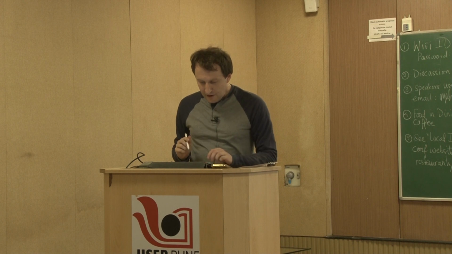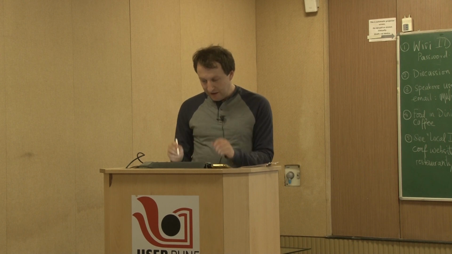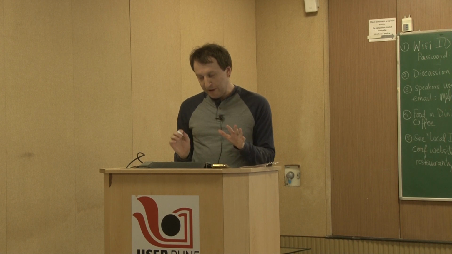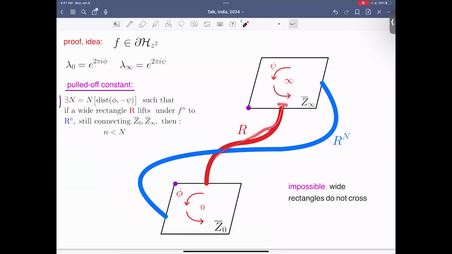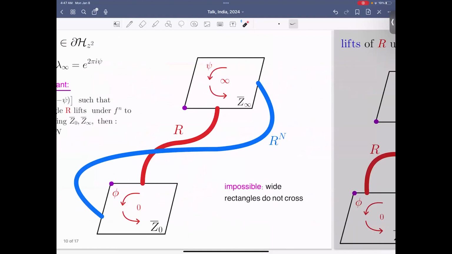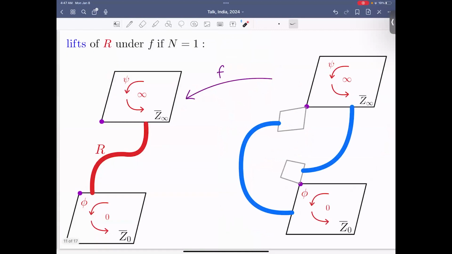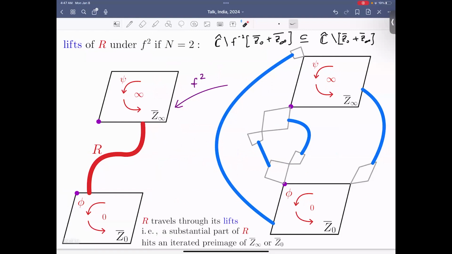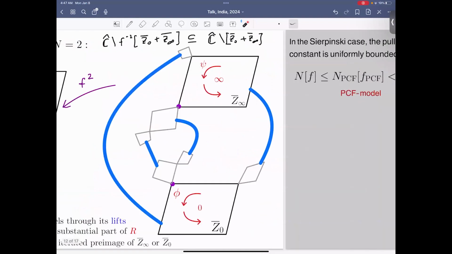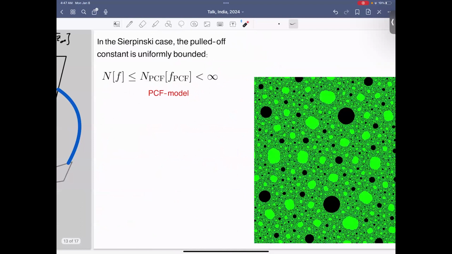But the combinatorial reason, as I said, is that since we have a different speed, h0 and infinity, eventually a white rectangle cannot persistently connect these Siegel disks more than capital N times. Okay, this is what I wanted to say about the ideas behind the argument.